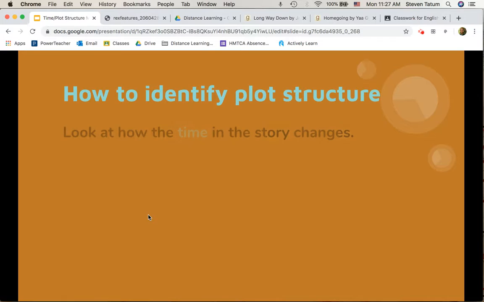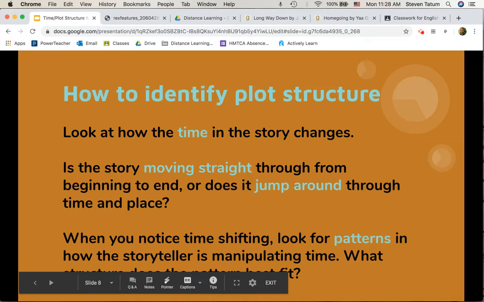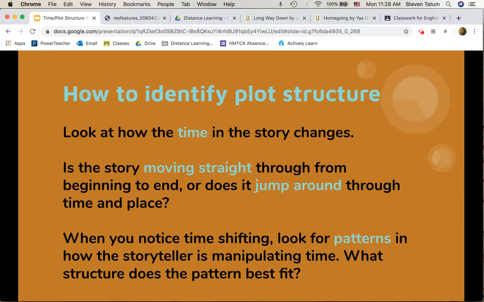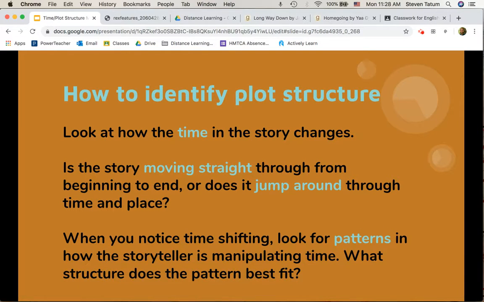The way to identify plot structure as you're reading is you look at how the time in the story changes. Notice if it's moving in a straight line or if it's jumping around, just look for those shifts. And then when you see those shifts, look for patterns. It's not just random. They're following some kind of structure to how they are organizing the time in their story. And so you can ask yourself what structure of these four that I've taught you fits best with that pattern that you're seeing in the story.